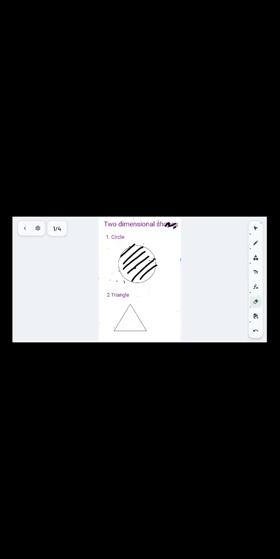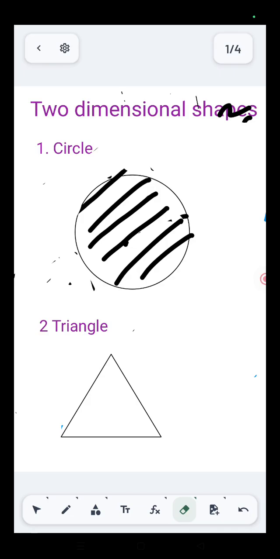In a triangle there are three vertices. These are the vertices. In this triangle there are three vertices and three sides, and three interior angles. So the number of vertices is three, the number of sides is three, and the number of interior angles is three. Now come to the next figure.